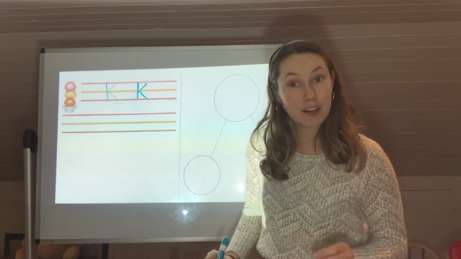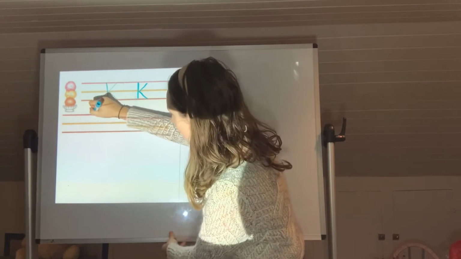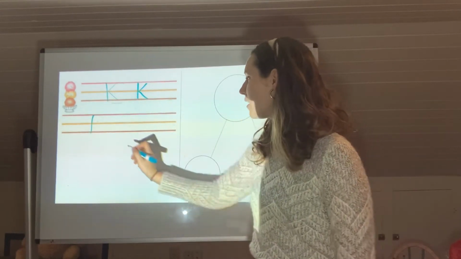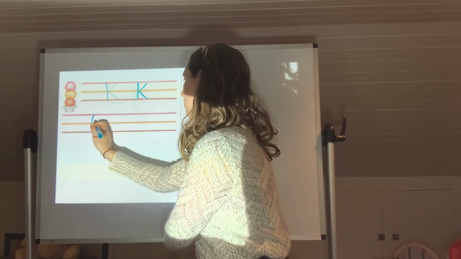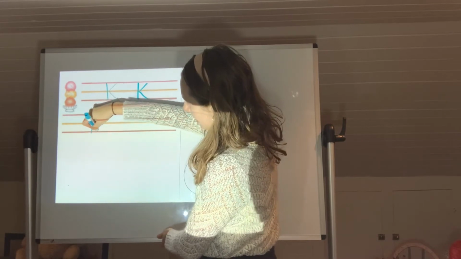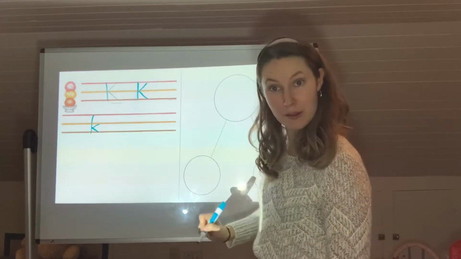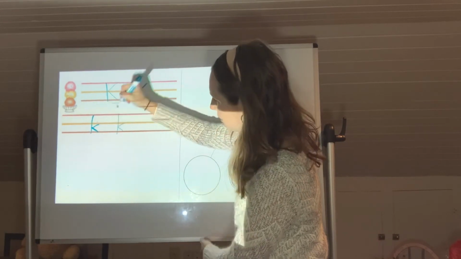Now when we make a lowercase k, we do something very similar. We make a straight line down, and then we make our little slanted lines only from the vanilla line to the chocolate line. Going in and out. Just like that. So let me do one more. Straight line down, slanted line in and out.